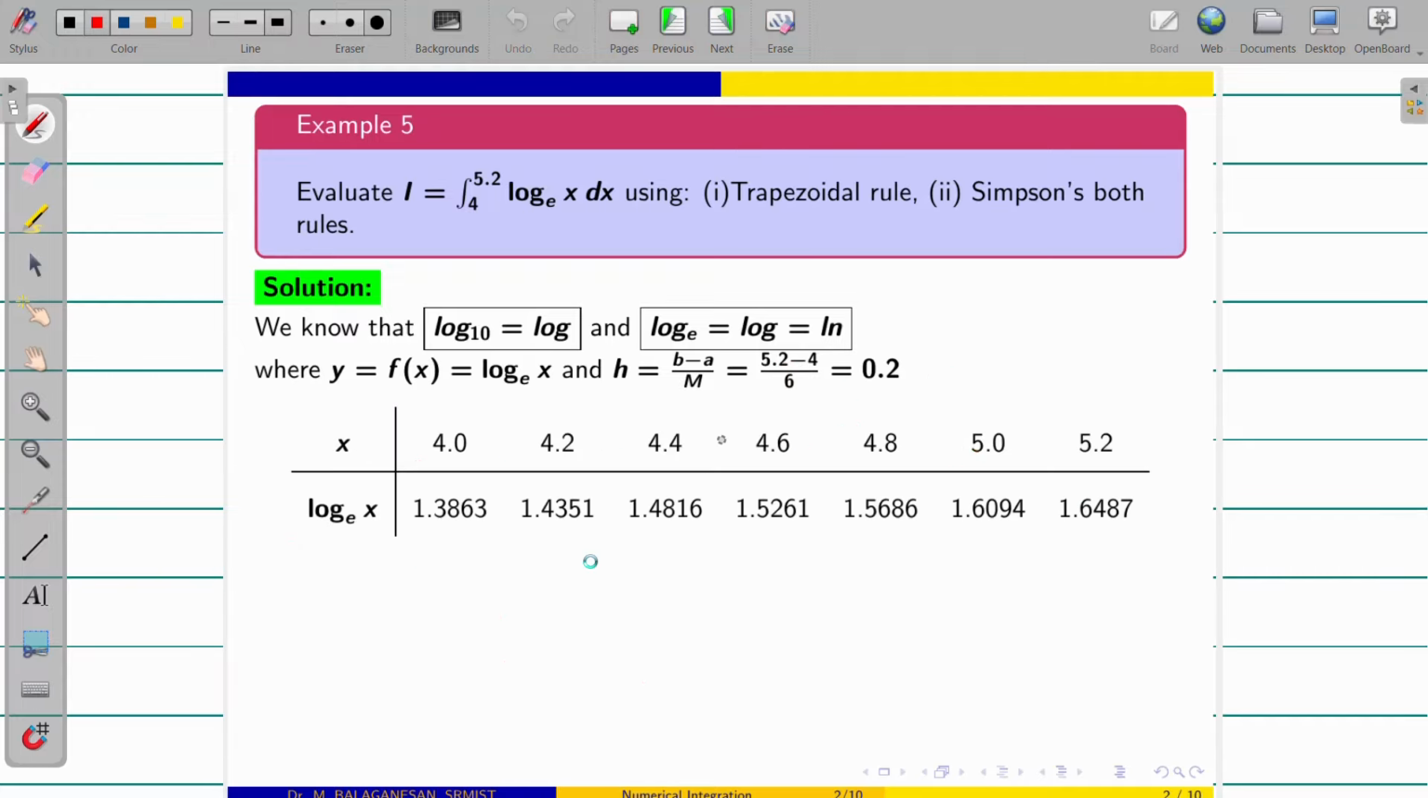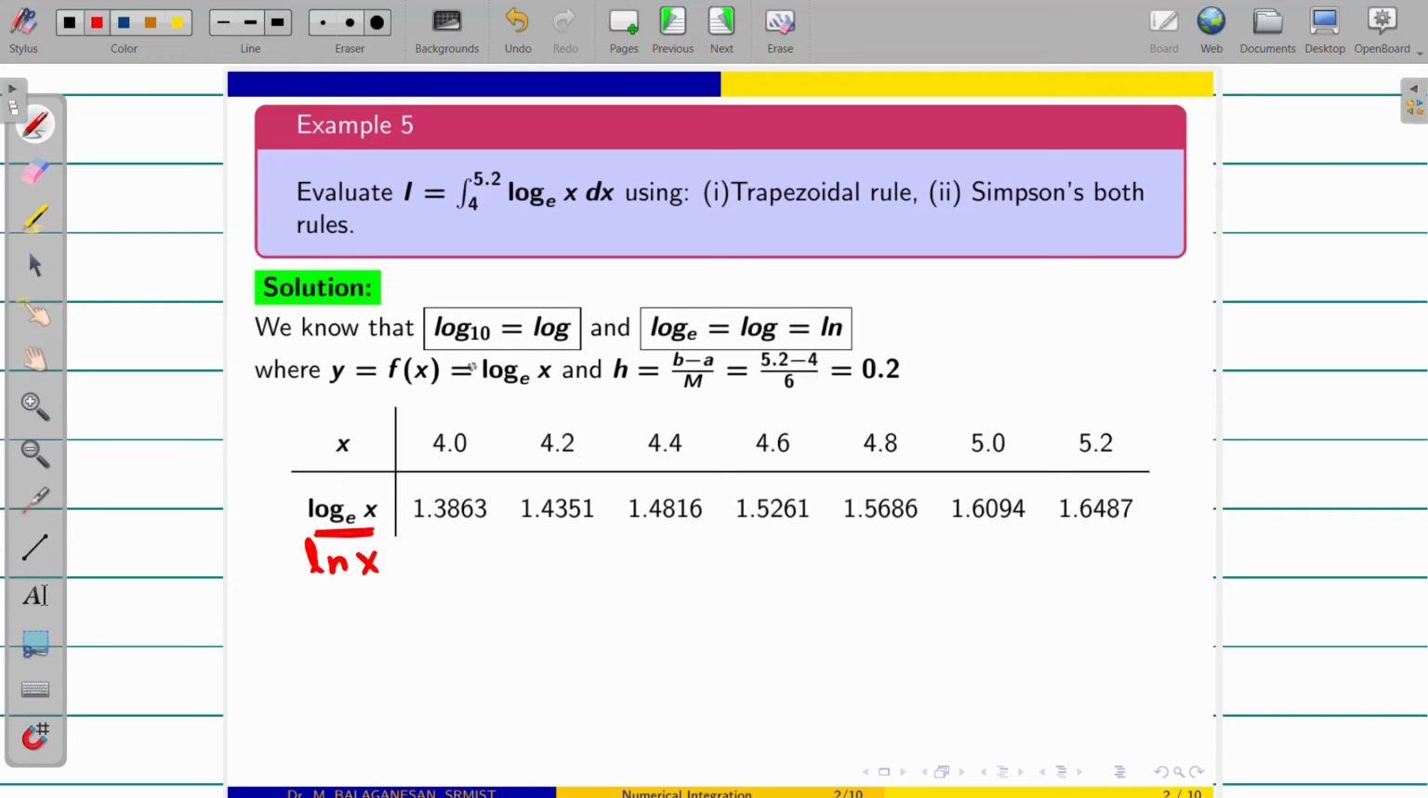So look at that, log to the base e of x. We can't insert it like that in your calculator, so you have to give ln of x. You have to insert it like that. So these are the table values we should find, guys. Right. Now, what are the methods they have to apply?